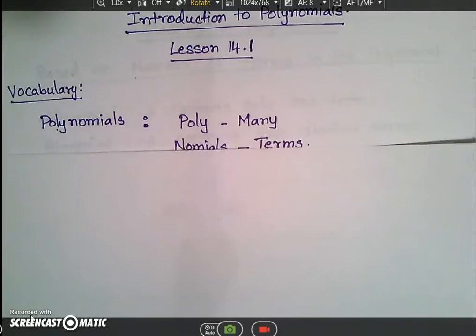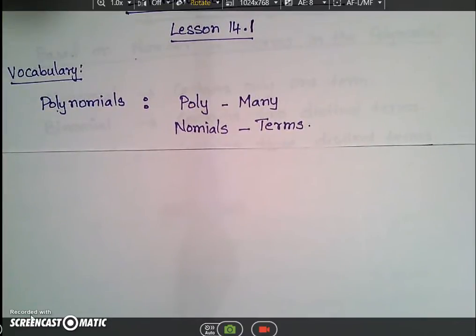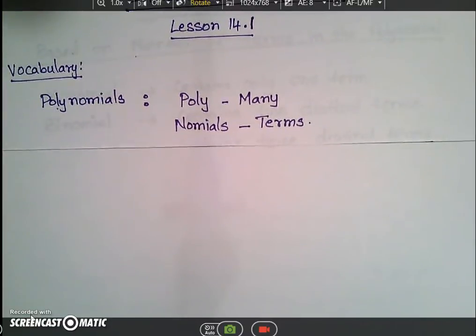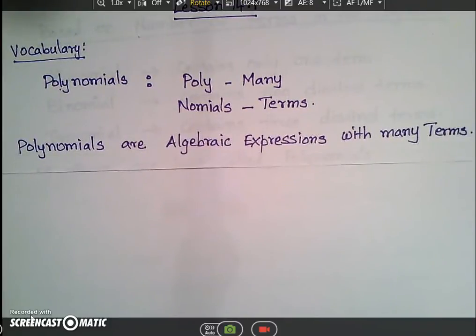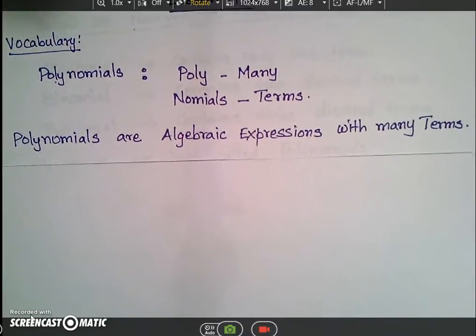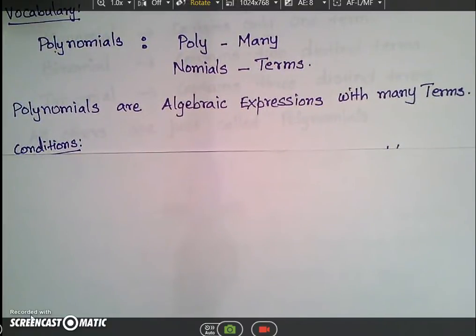So the first vocabulary word, polynomials itself. Poly means many. Nomials means terms. So polynomials are nothing but algebraic expressions, not equations. They are algebraic expressions with many terms in it. The conditions for those terms. So there are many terms.